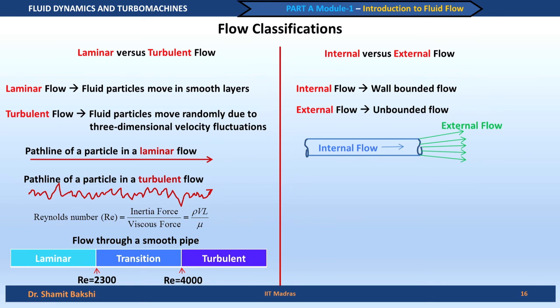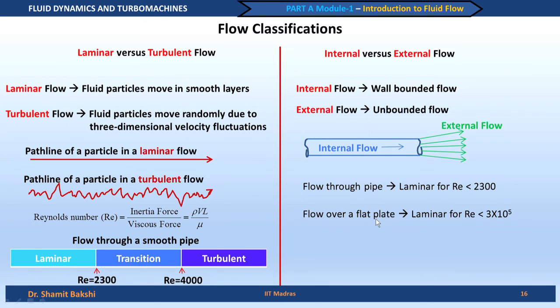So, this is internal flow and this is external flow. Now, why do we need to classify these two flows? I can explain that using what we have just talked about, the laminar versus turbulent flow. If we take an example of an internal flow through a pipe, as we saw here, for the flow to be laminar, the Reynolds number should be less than 2300.